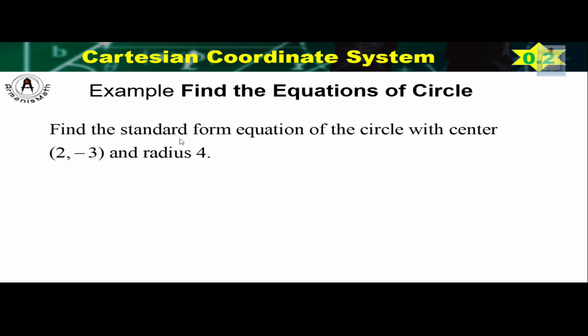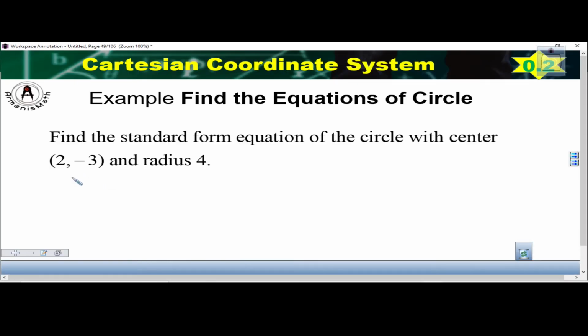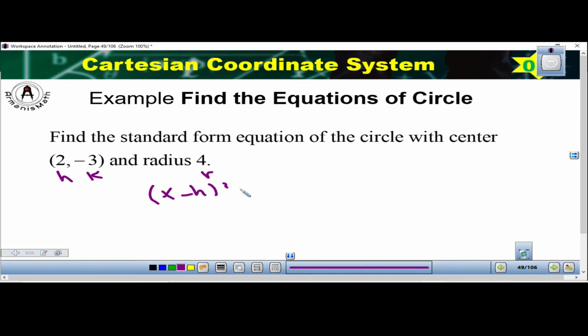Find the standard form of equation of a circle with a center of (2, -3) and radius of 4. Well, I'm going to use the same formula again. Before I do the formula, I'm a big fan of labeling things. So here's h, here's k, here is my r. So basically what I'm saying is (x - h)^2 + (y - k)^2 = r^2.